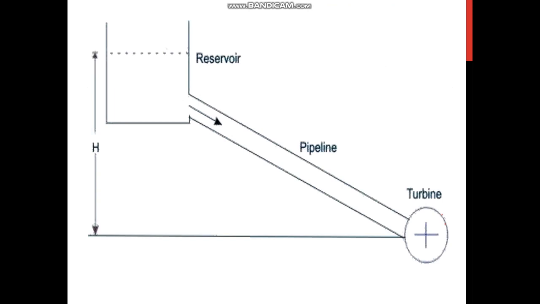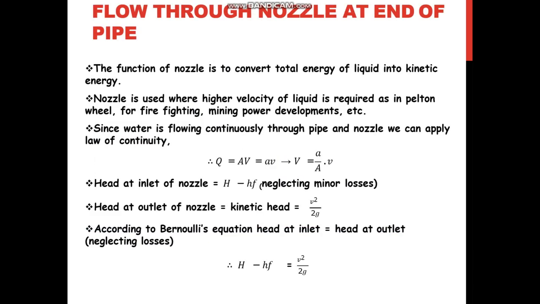So here I am showing the figure where a reservoir is connected to the turbine by means of a pipeline. Through the pipeline, the water is flowing, and how much power is transmitted through this is calculated by using that equation. And at the end of the pipe, usually we connect a nozzle. The function of the nozzle is to convert the total energy of liquid into kinetic energy. Nozzle is used where higher velocity of liquid is required, especially in the case of a Pelton wheel, firefighting, or mining power developments, etc.